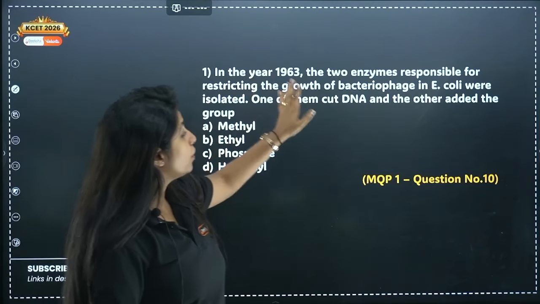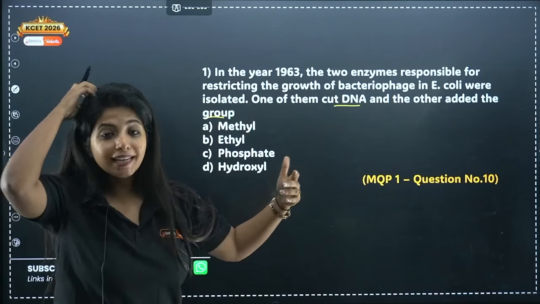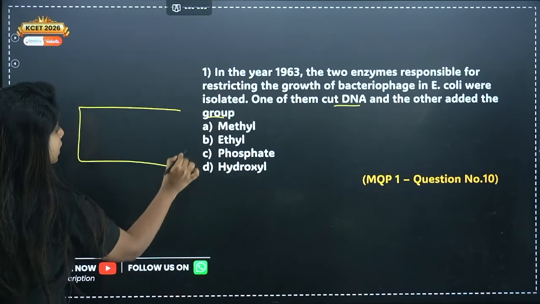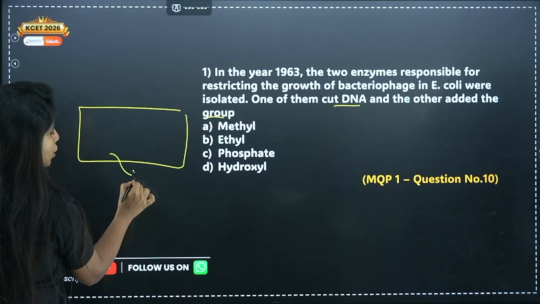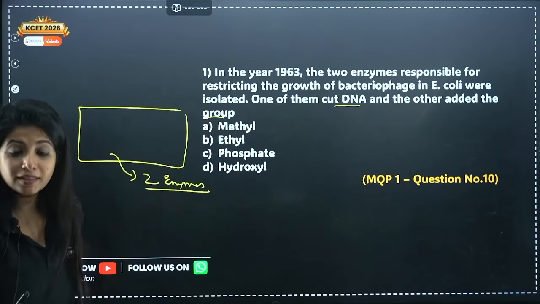Okay. In the year 1963, 2 enzymes responsible for restricting the growth of bacteriophage in E. coli were isolated. One of them cut the DNA and the other added the group what? So basically, in the year 1963, inside the E. coli, you got 2 enzymes. What were these 2 enzymes?